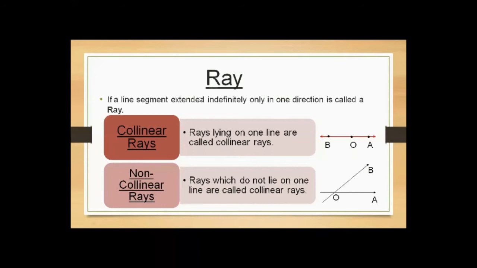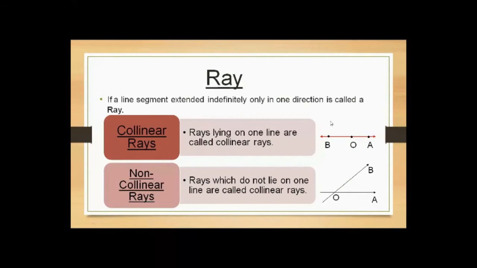What is a ray? If a line segment is extended indefinitely only in one direction, it is called a ray. There are 2 types of ray here. First of all, collinear rays and non-collinear rays. Okay, what are collinear rays? Rays lying on one line are called collinear rays.